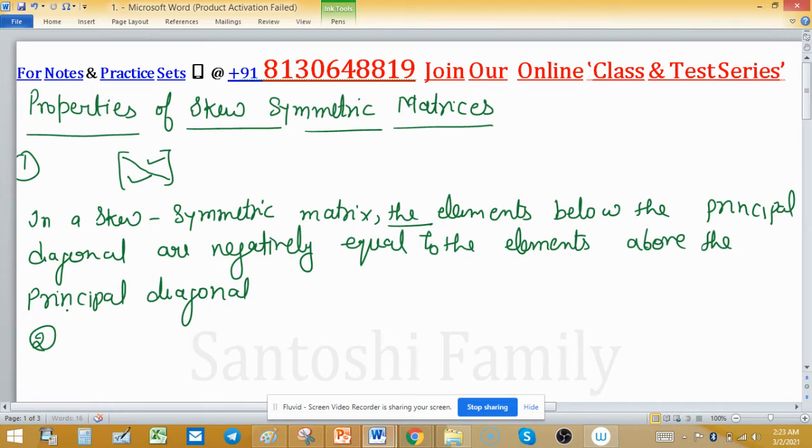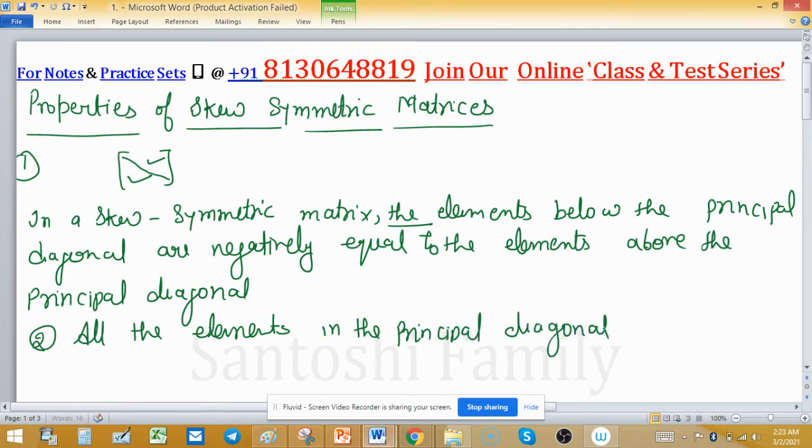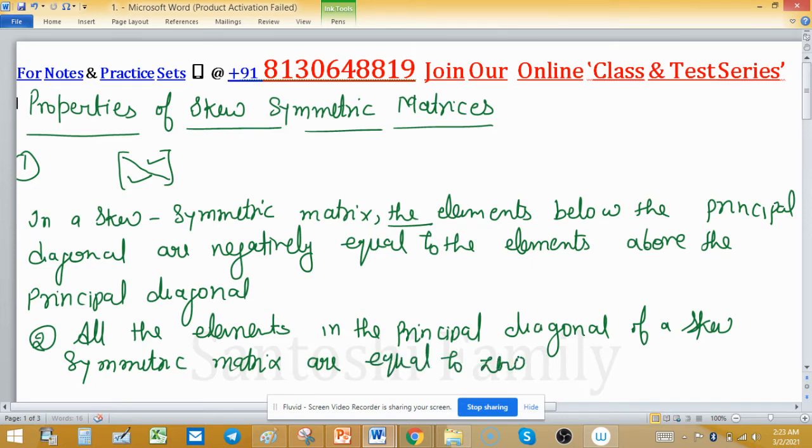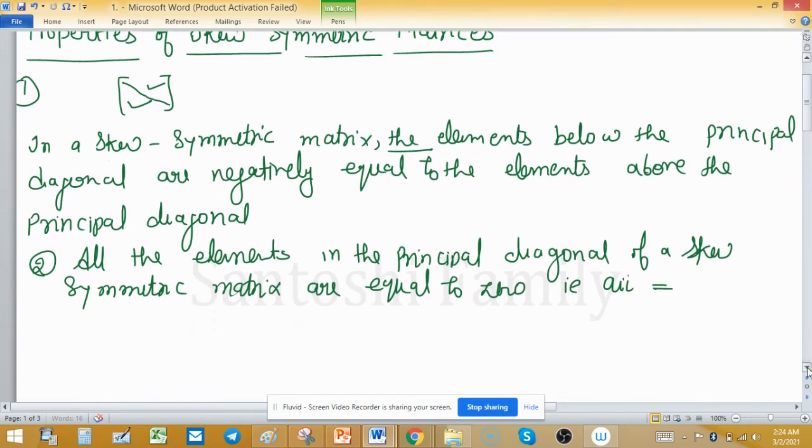Second property is, all the elements in the principal diagonal of a skew symmetric matrix are equal to zero. That is, Aii is zero, where row and column are the same.